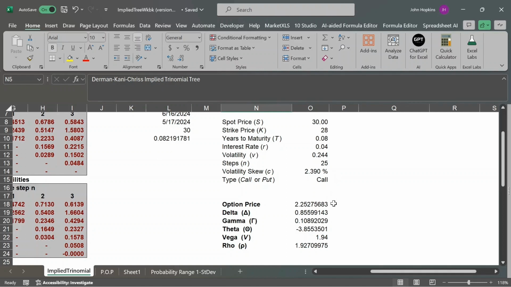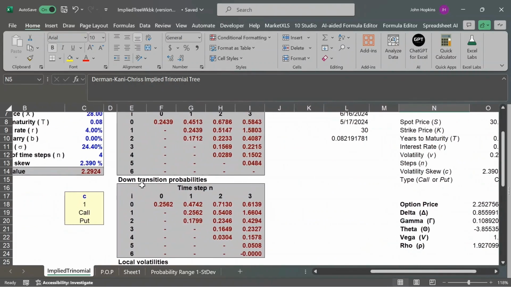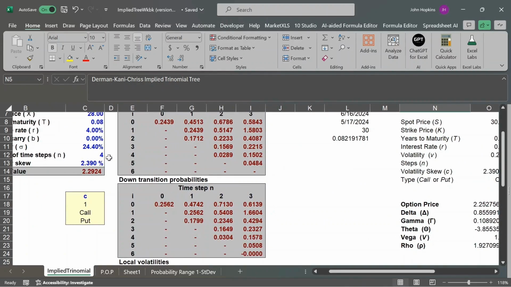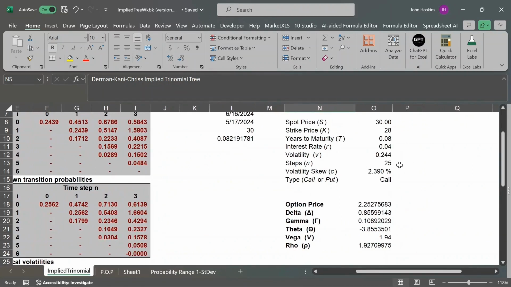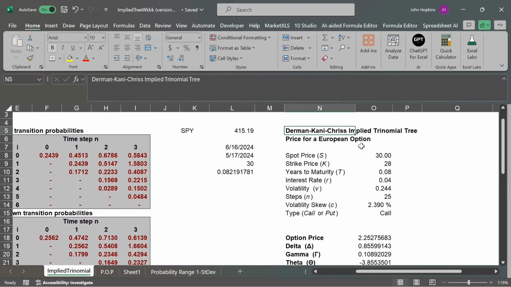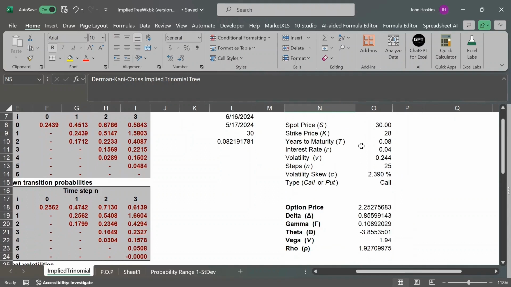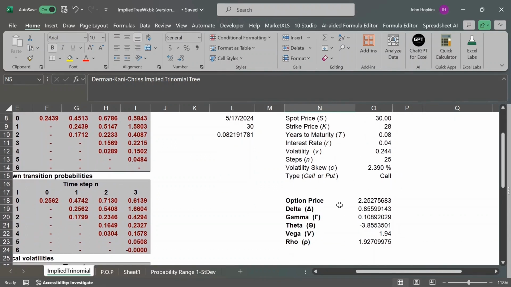What's the call price there? It's 225 there, and it's 229 there. That's because there's only 4 time steps there, and there's 25 time steps there. So this is greater precision. But the reason why I included this algorithm is not because it has greater precision, but for different reasons. This has the delta, the gamma, the theta, the vega, and the rho. These statistics are very useful to those who know how to use them. I'll discuss that more in another video.